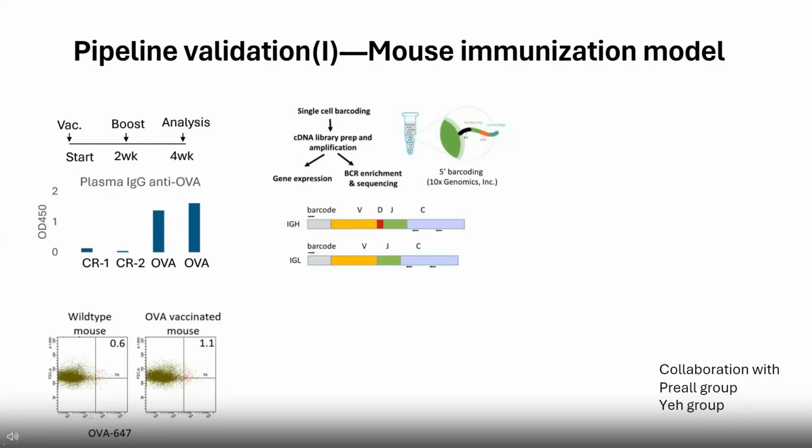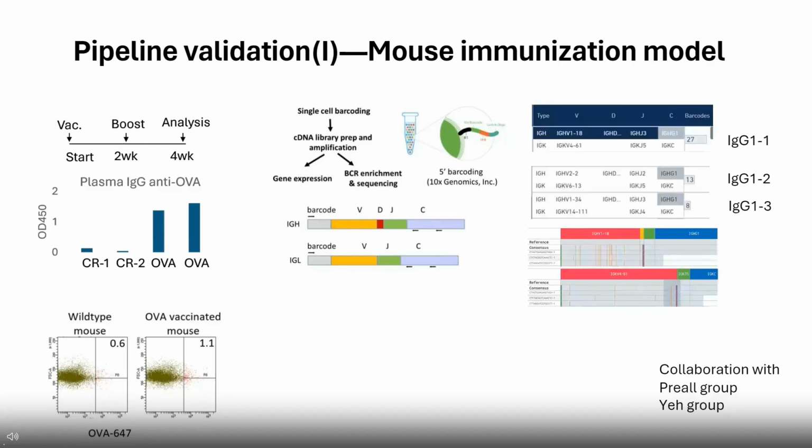And after we go back to the library, we amplify those BCRs specifically, and then we sequence for those BCR genes. And then on the right, for those who have not seen 10x VDJ sequencing before, this is a typical VDJ browser. You can see, for example, the top clone here, an IgG1 clone, has 27 barcodes, meaning that 27 cells express an identical CDR3 region, which indicates they're likely from the same clone.